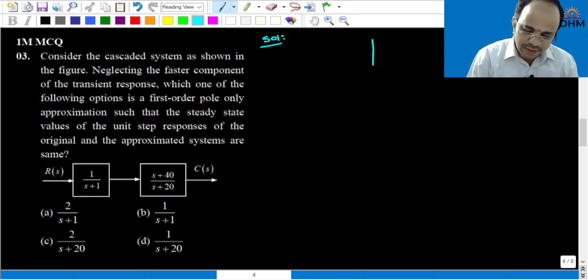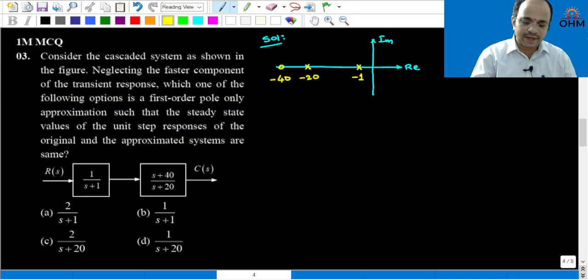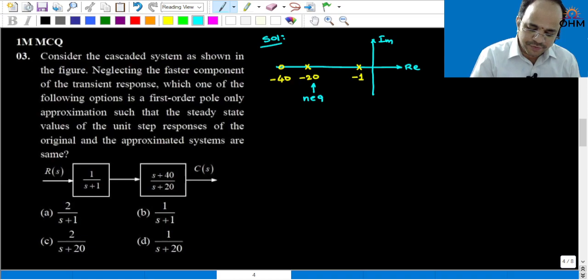Now, if you see the pole zero locations of the overall given system, you can notice that there is one pole at minus 1 and another pole at minus 20, and there is a zero at minus 40. This is the pole zero diagram. Now in this case, a pole that is much deeper into the left hand side of the S plane, we neglect this pole. This is the concept of dominance, neglect this pole.